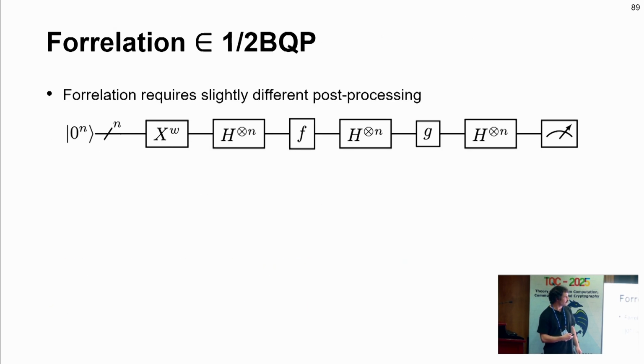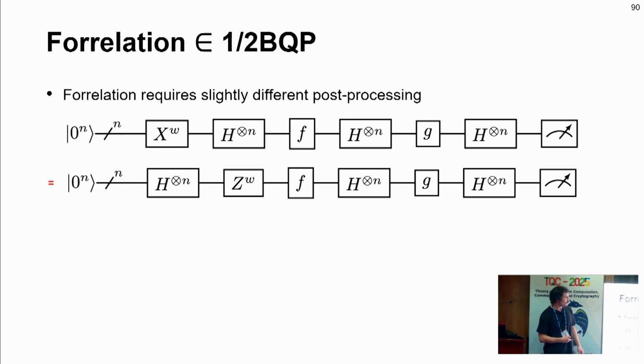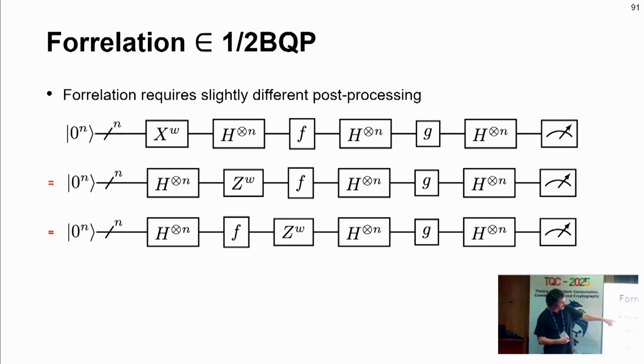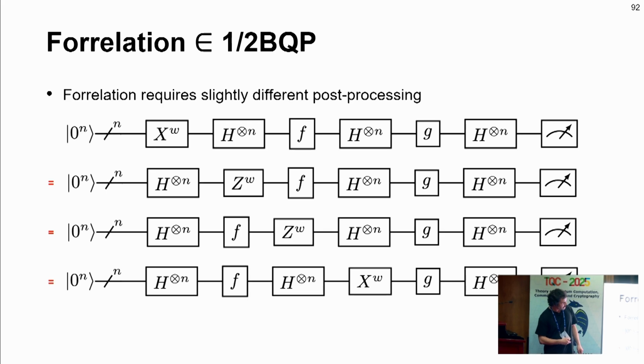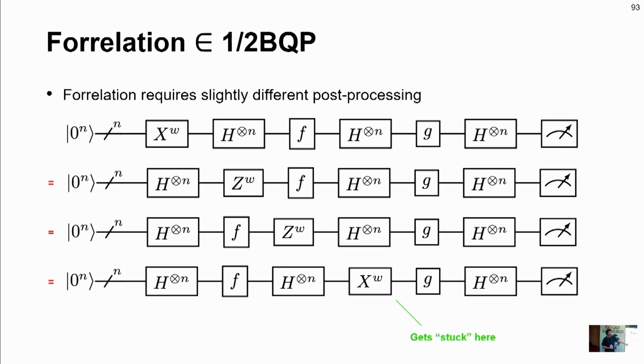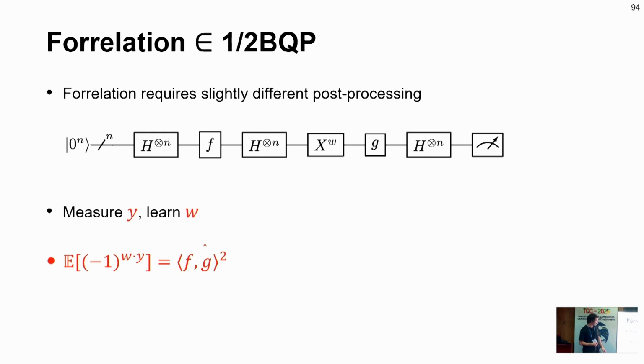So what happens when we try to pass the errors through the circuit? You'll see the X moves to the Z, and you can watch it go. And it gets stuck because we have X errors and a Z diagonal gate. And we can't commute it any further, so it doesn't commute all the way to the end. Oh no, are we stuck? Have we failed? Fear not. I claim that if you measure, learn W, and then compute the inner product of W and Y, this will give you the Fourier correlation squared value in expectation.